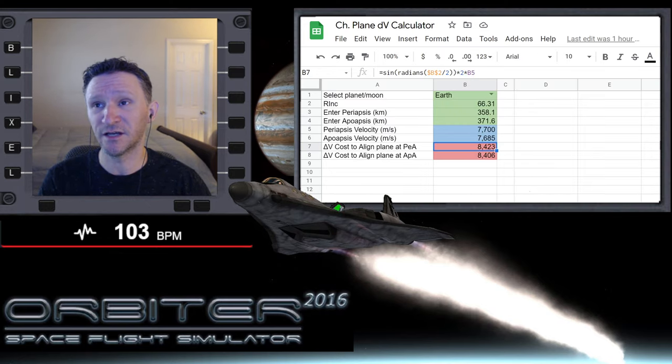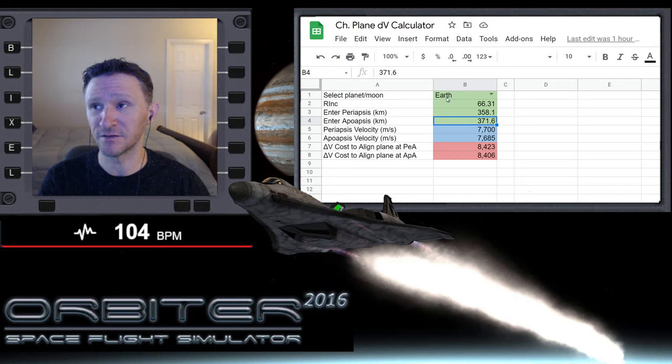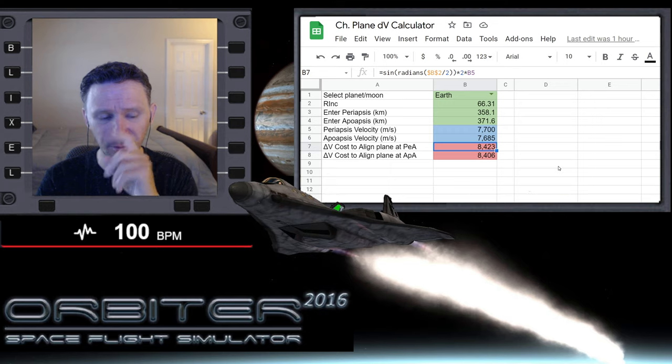So I have a plane change calculator here, and I've already punched in our numbers of 66.31 degrees, our periapsis of 358.1, and our apoapsis of 371.6. And then I've chosen Earth, obviously, as our planet. This is my old calculator I made a long time ago for Orbiter 2010, but it's still valid for Orbiter 2016. So this is our fuel cost. Somewhere in the neighborhood of 8,406 meters per second up to about 8,423 meters per second. But there's a caveat there.